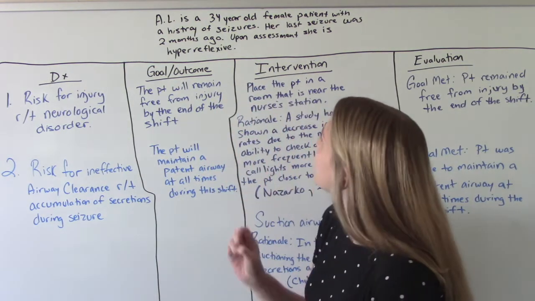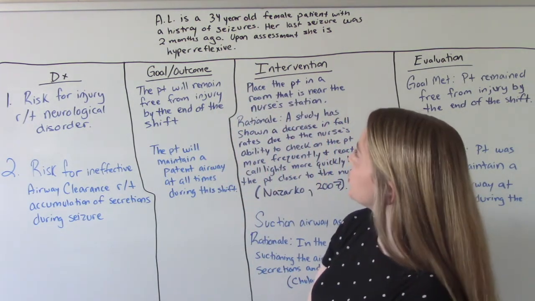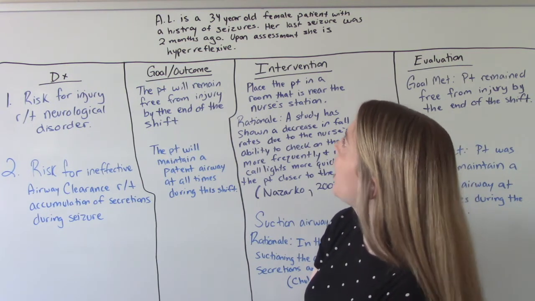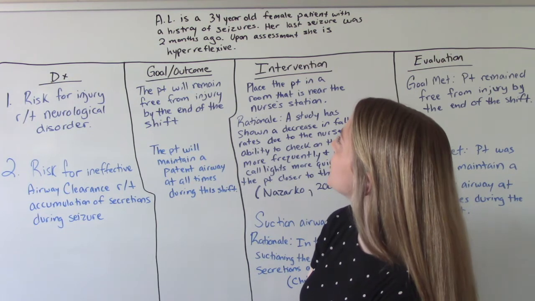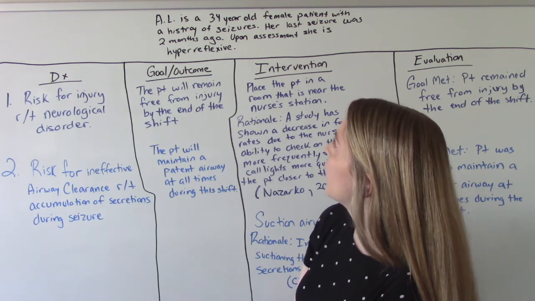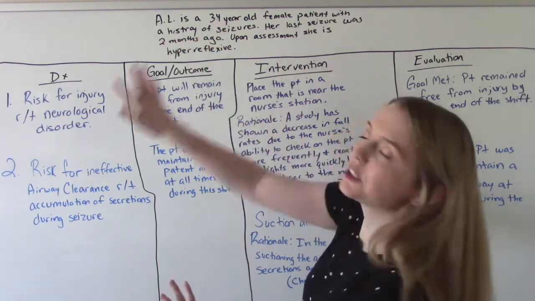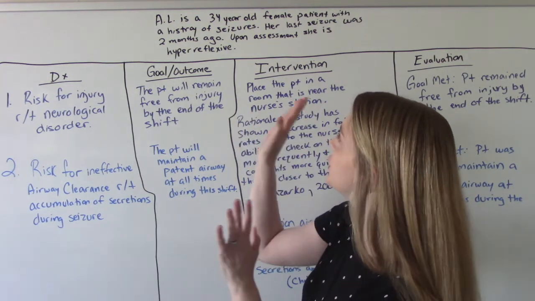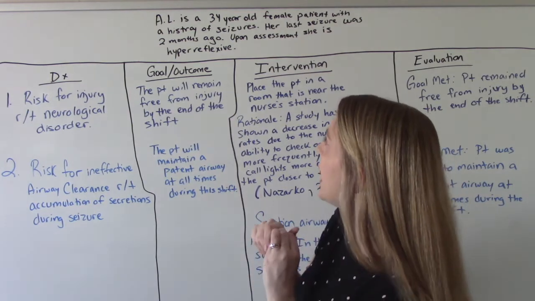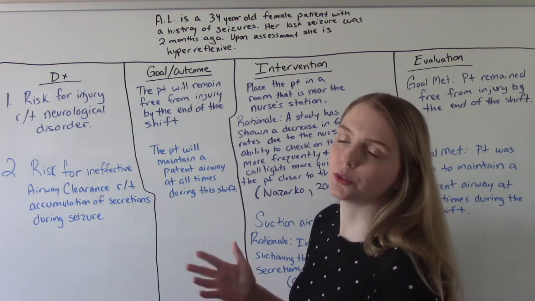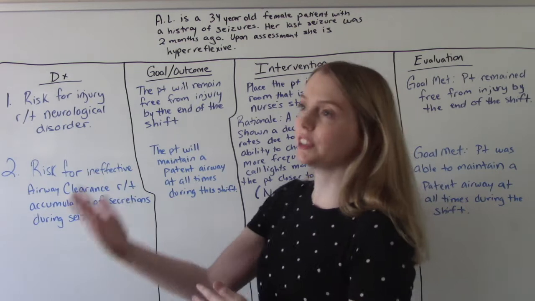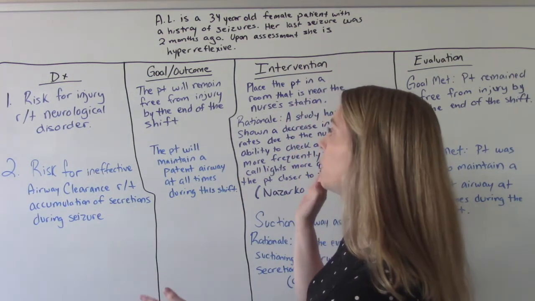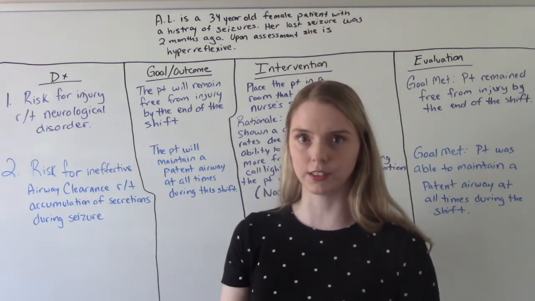So AL is a 34-year-old female patient with a history of seizures. Her last seizure was 2 months ago. Upon assessment, she is hyperreflexive. So we are thinking of what could potentially happen to this patient, okay? She has the history of seizures, she's had one just in the last 2 months, and she's also hyperreflexive. So you got to be thinking, oh, potentially she could have a seizure. So this is a perfect patient scenario where we can start using risk diagnoses.